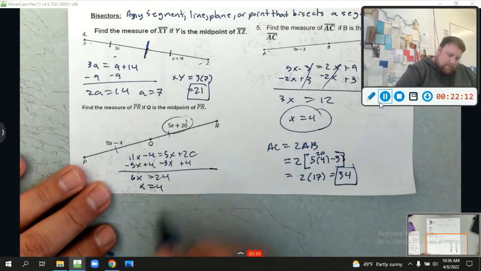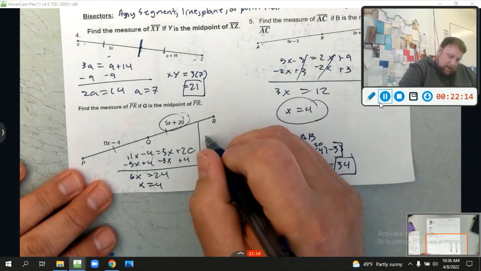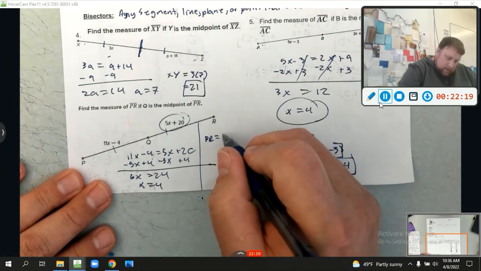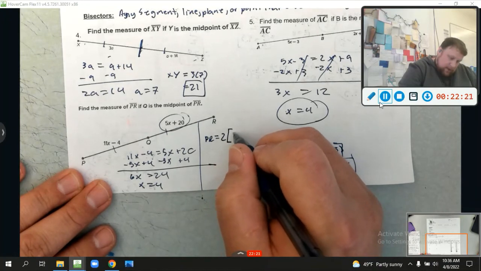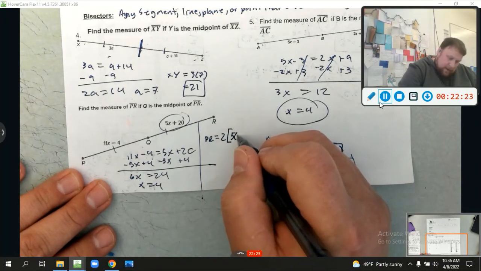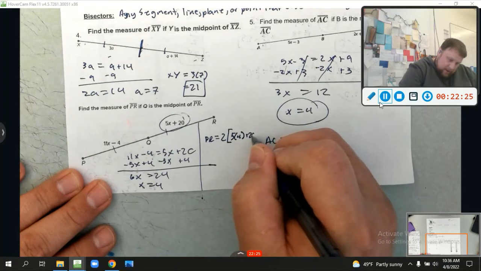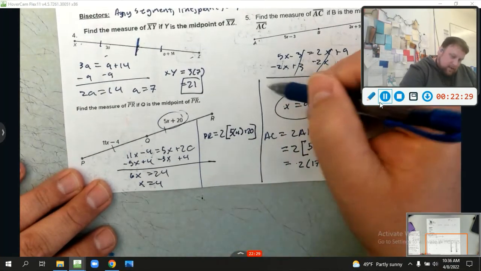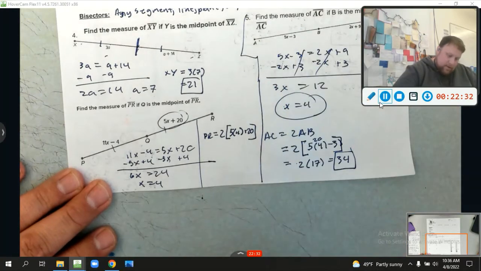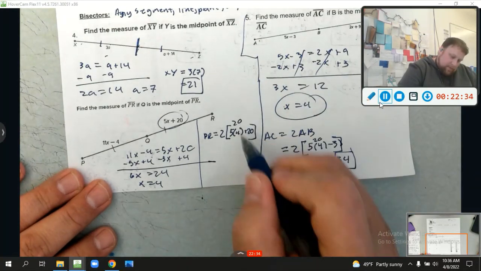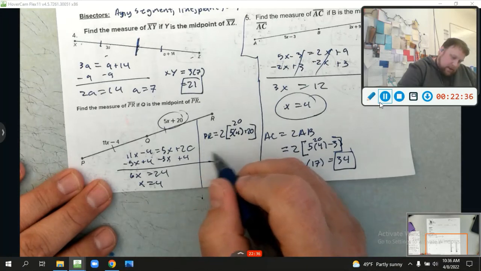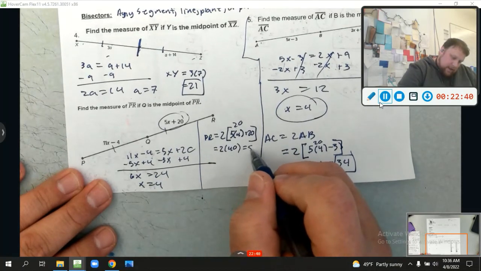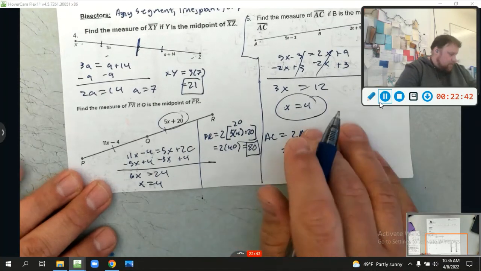So I'm going to have PR is equal to 2 times my 5 times my x of 4 plus 20. Probably put a little cut off there so we can see these don't intersect each other. And that's just 20 plus 20, or 40. So I'm going to have that equals 2 times 40, which is 80. Boom. That is my final answer.